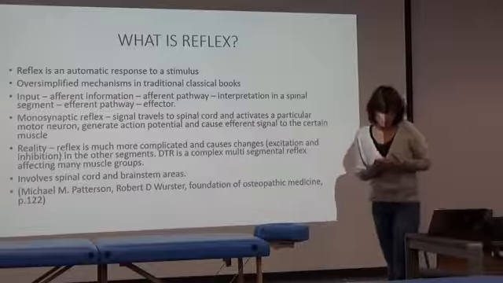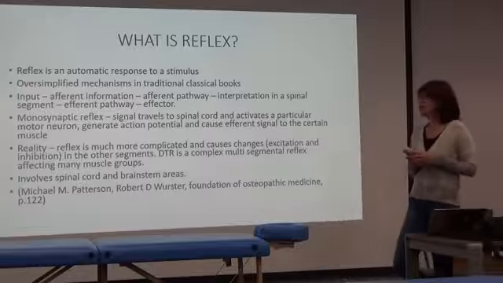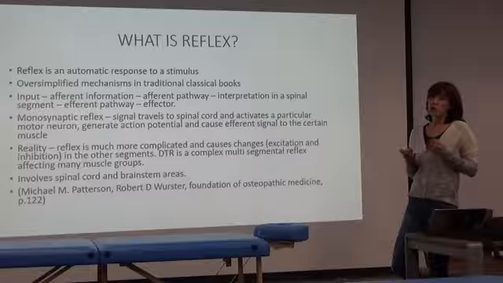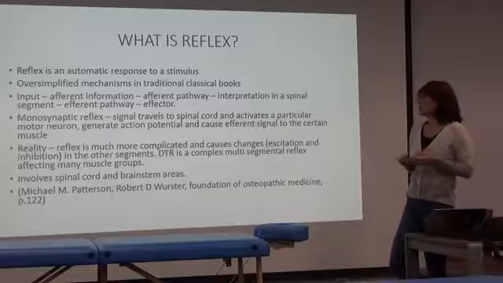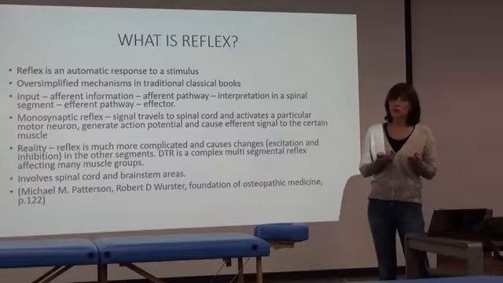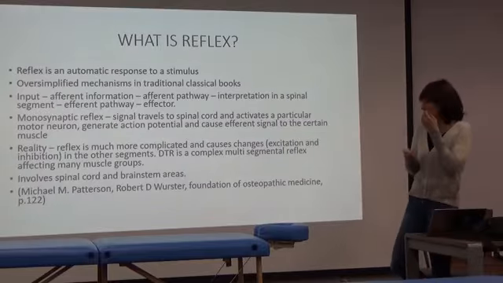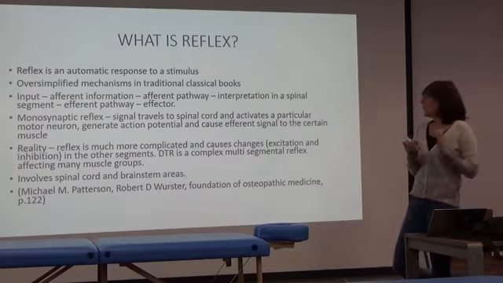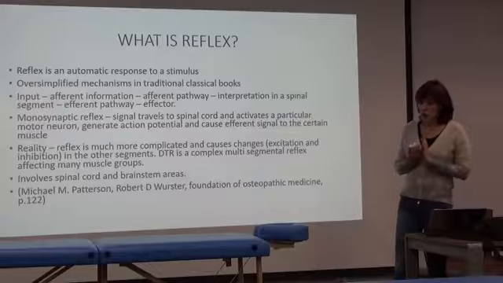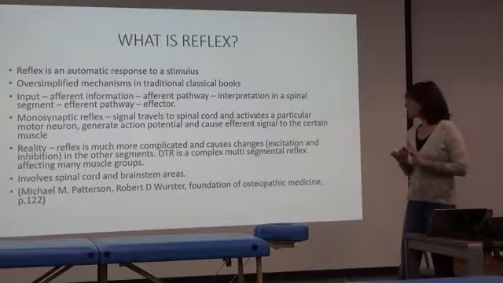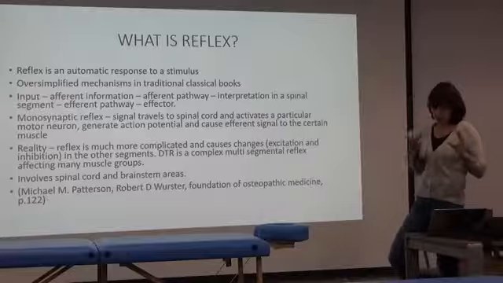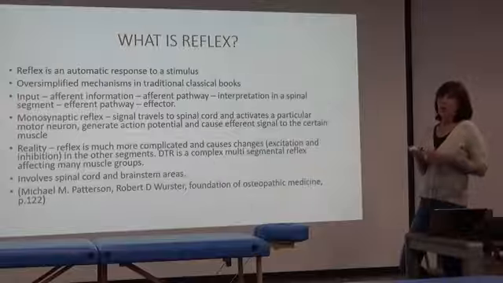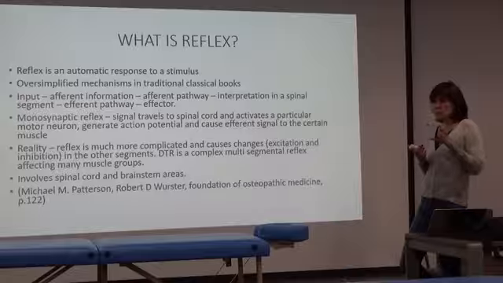Okay. In the books, the reflex is described in a very easy way, and normally we get a description of the monosynaptic reflex. The signal travels to the spinal cord and activates a particular motor neuron, which generates an action potential, and the muscle contracts. In reality, reflexes are much more complicated. They cause excitation and inhibition of other segments. For example, if a regular monosynaptic reflex goes to a certain segment of the spinal cord, it could influence other segments of the spinal cord.